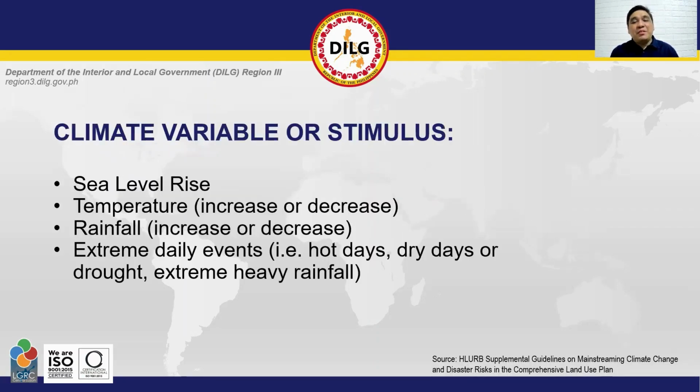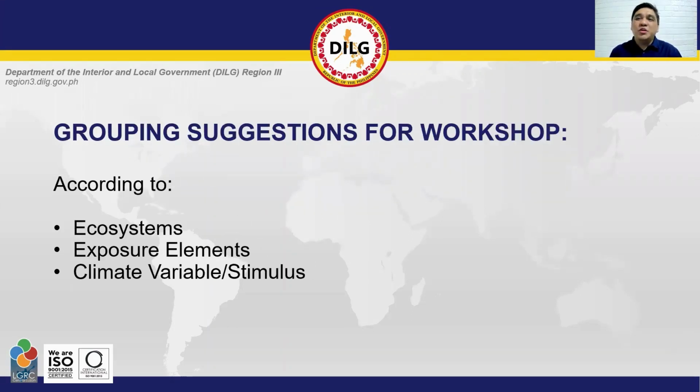There are four major climate variables or stimulus that trigger or affect natural hazards: sea level rise, temperature, rainfall, and extreme daily events such as hot days, dry days, or drought, and extreme heavy rainfall. Through a workshop or consultation with key stakeholders, identify which among these climate stimuli can have significant effect in the locality. You may refer to the climate change information in step 1 for guidance.